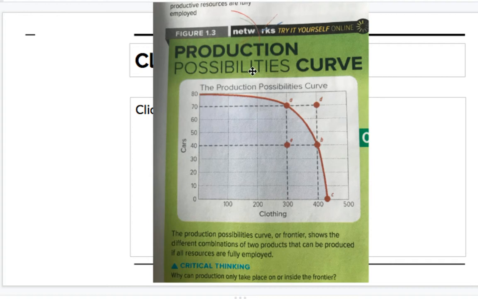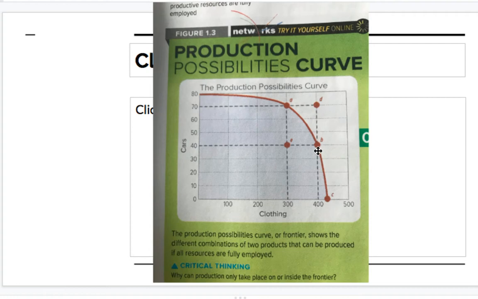Hence the word possibilities. Which is why, for example, we could use all of the resources to produce 70 cars units or 300 units of clothing, meaning that if we put all of our goods, everything that we have to build, we could create 70 cars and at the same time 300 levels or units of clothing. And if we're on that outside production possibility, like out here where D is, it's physically impossible because we don't have enough products to create those different types of things.